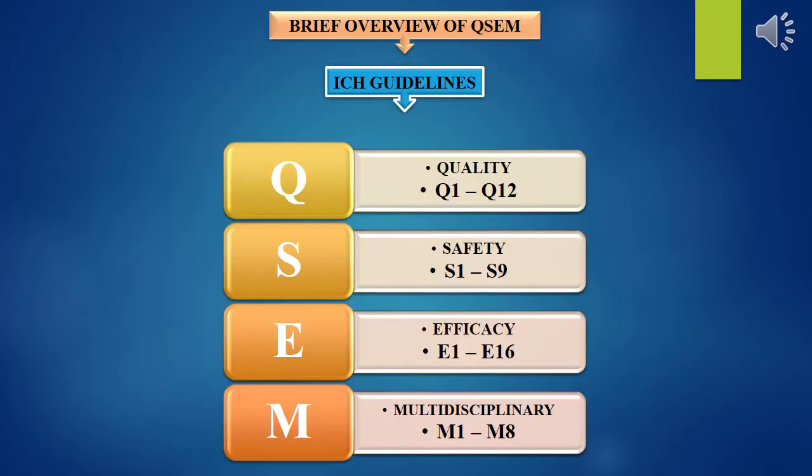In this slide, how many QSEM guidelines are given according to ICH? For quality, it starts from Q1 to Q12. For safety, it is from S1 to S9. Efficacy is from E1 to E16. For multidisciplinary, M1 to M8. Here, according to your syllabus, we are going to focus only on quality guidelines, that is from Q1 to Q12. What are the guidelines?